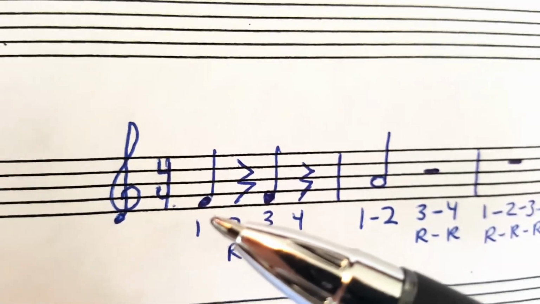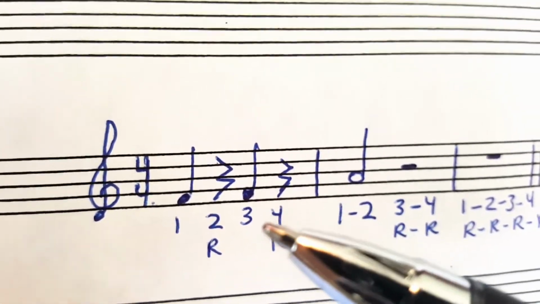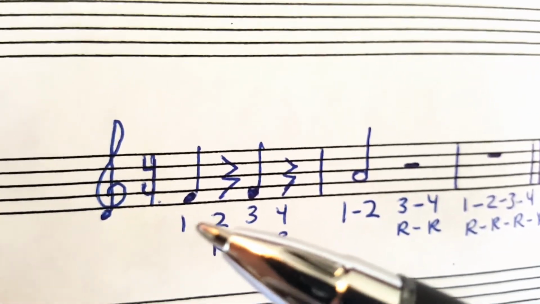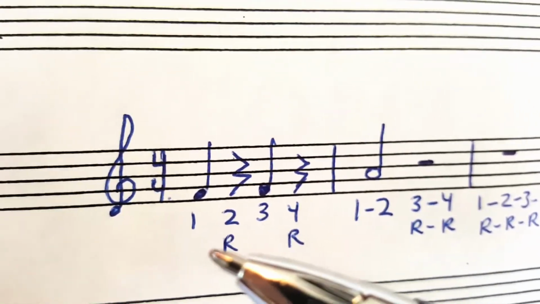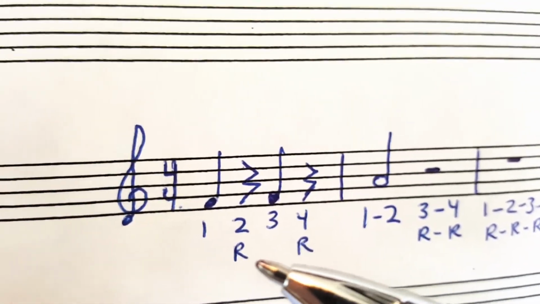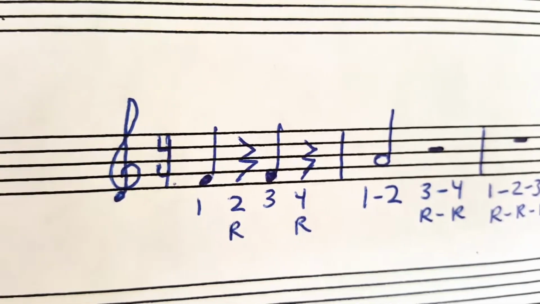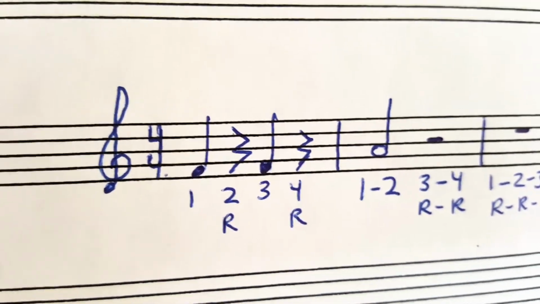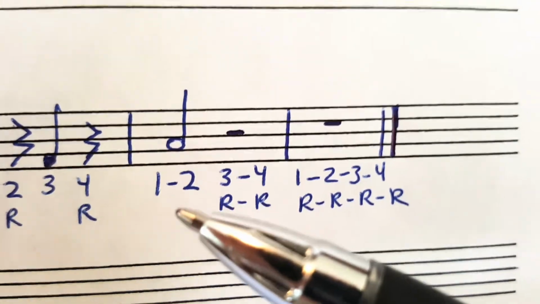So starting off this measure, we have a quarter note, gets 1 beat of sound, a quarter rest, 1 beat of silence, a quarter note, 1 beat of sound, a quarter rest, 1 beat of silence. You notice that I label the counts as they go across time, so 1, 2, 3, 4. And I put R's to indicate that these are rests and they are silent. So if I were to play the first measure, it would sound like this: 1, rest, 3, rest.